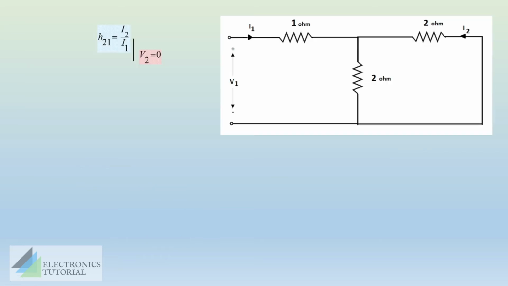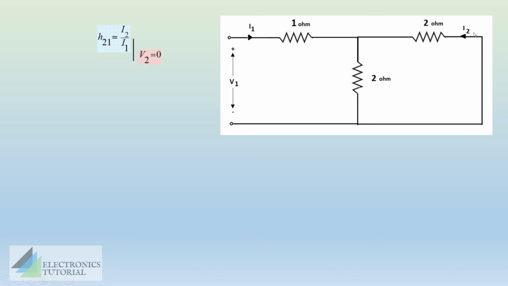Let's move on to the second condition, H21. H21 is equal to I2 by I1. We'll try to solve this numerator term I2. I1 is the current that is entering into this network, and at this point, I1 gets divided into two different branches, one through this branch and the other through this branch. The current through this branch is termed as I2.